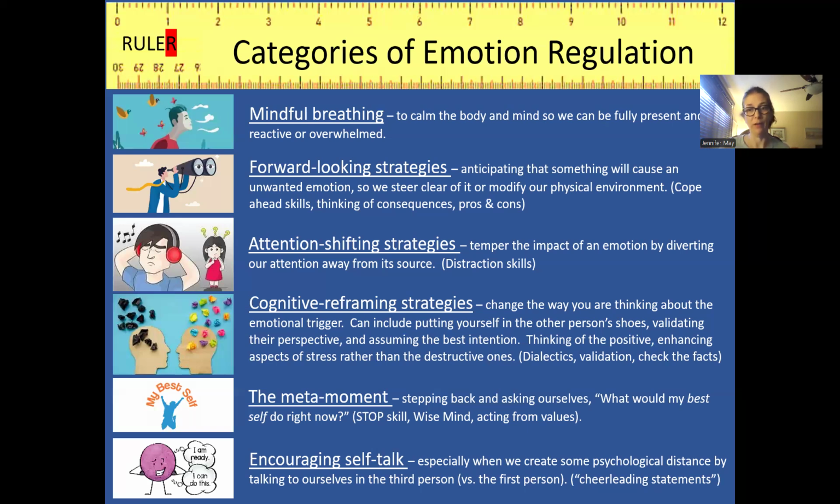It could be related to checking the facts. So maybe if I see the picture more broadly and I check all the facts about the situation, having that extra info could help me react differently. All right, so those are just some examples related to DBT for cognitive reframing, but sometimes the way we think about it can make a big difference in how we feel. So next is the meta moment.